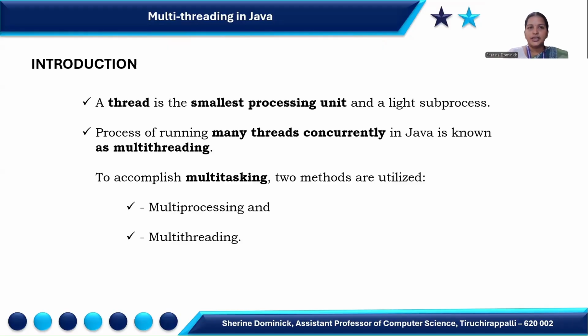Let me introduce you again in depth to the concept of multi-threading. A thread is the smallest processing unit, or we call it a light subprocess. By the term light subprocess, we mean that it's not going to occupy a huge amount of memory. The process of running many threads concurrently in Java is known as multi-threading. To accomplish multitasking, we are going to use this method called multi-threading.